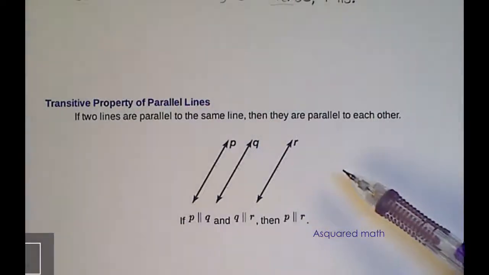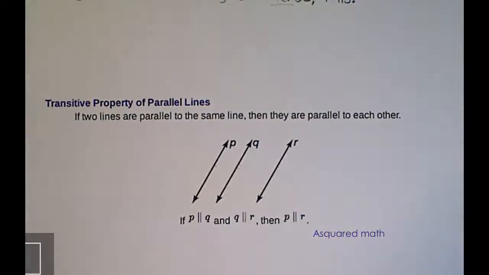So that completes section 3.3, the proofs with parallel lines. Between both days we went over some converse theorems, and then we just finished up 2 examples of proving those theorems, and then defined the transitive property of parallel lines.